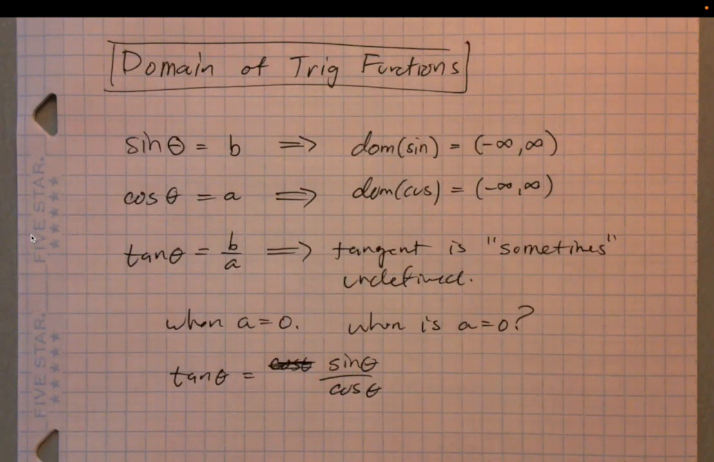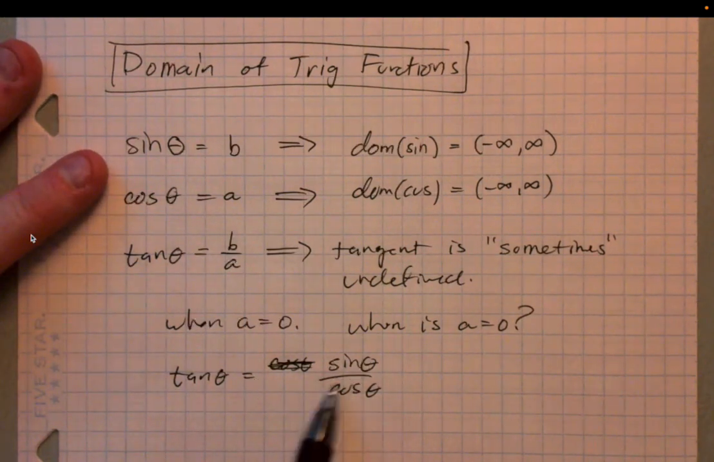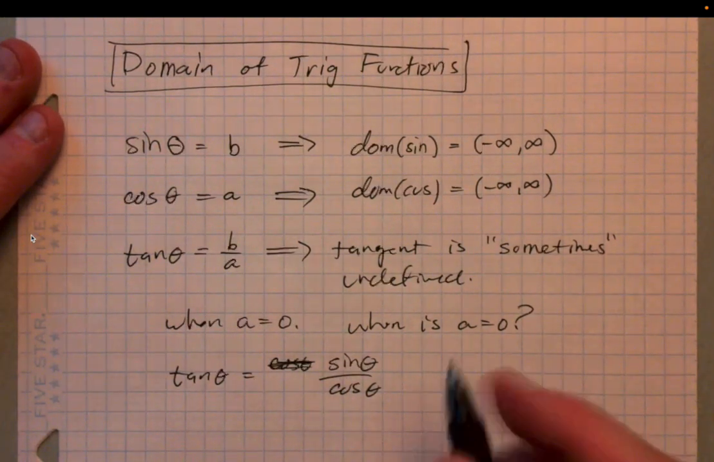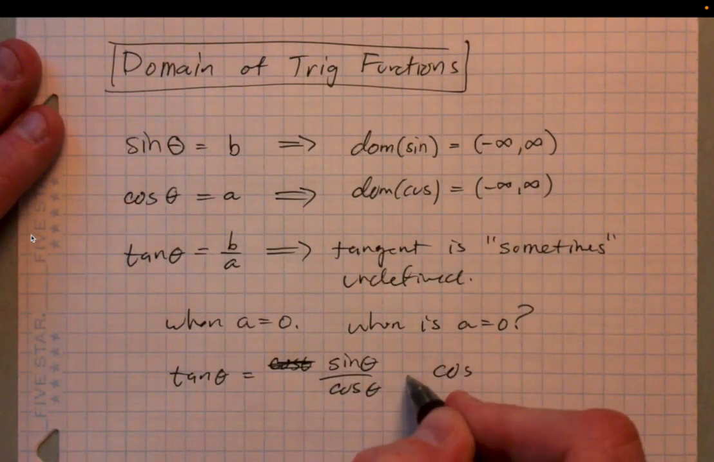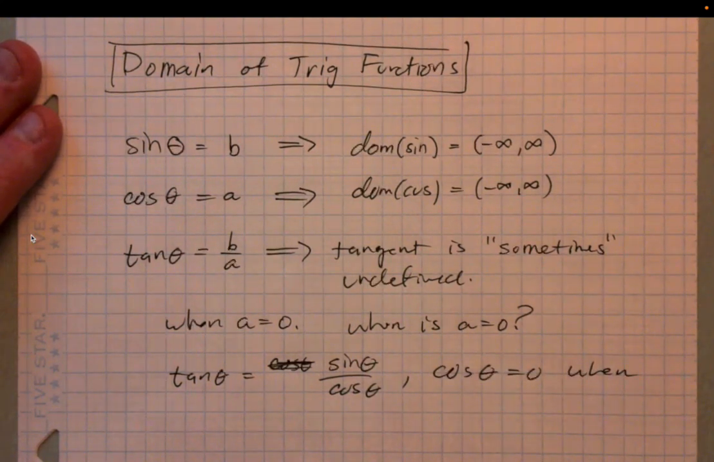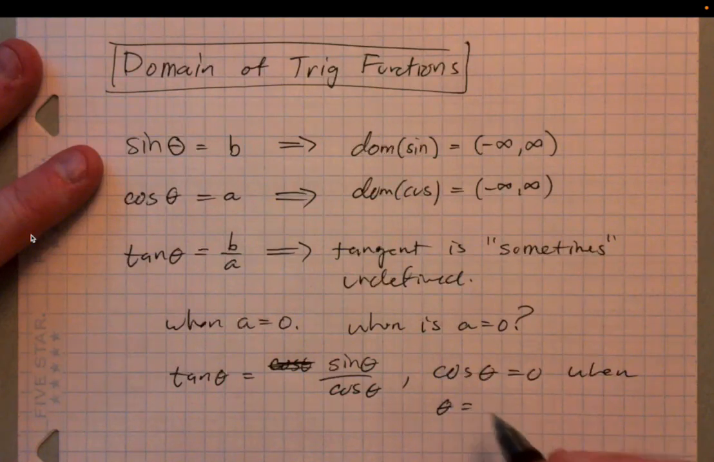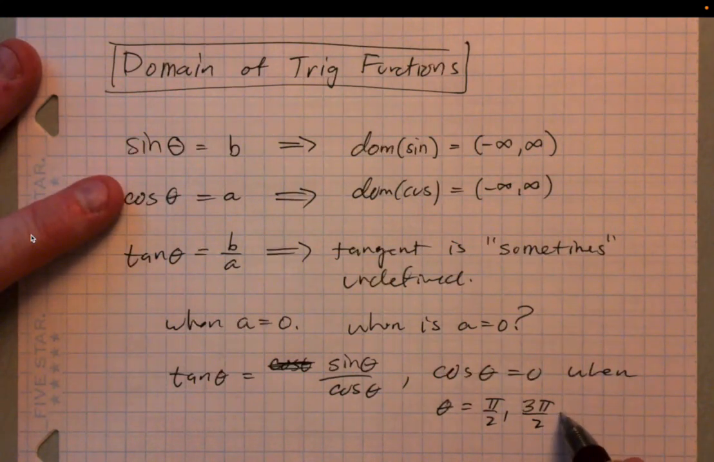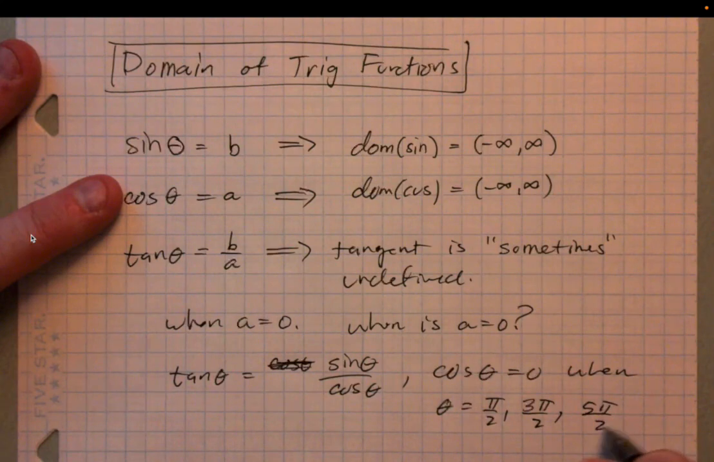There's a couple of ways to think about it. One way is to say that the tangent is equal to sine over cosine, and cosine of theta equals 0 when, as we just saw, theta is equal to pi over 2, when it's equal to 3 pi over 2. If you look back at the previous example, you'll see that. And it turns out this can be extended: 5 pi over 2, 7 pi over 2, etc.